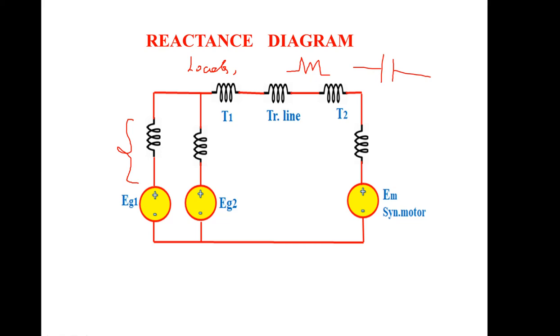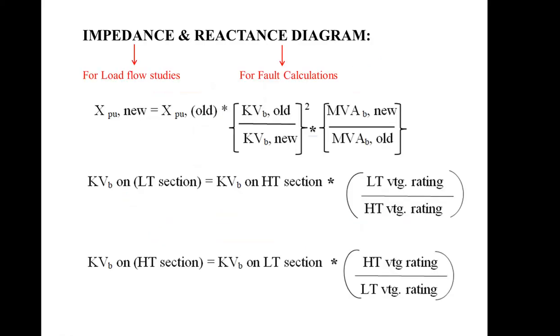Both impedance and reactance diagrams are obtained from the approximation of the single line diagram. They are also called the positive sequence impedance diagram and the positive sequence reactance diagram. So these are the basics of how to draw the impedance and reactance diagrams from the single line diagram using different components of power systems. Next we are going to see the problems.